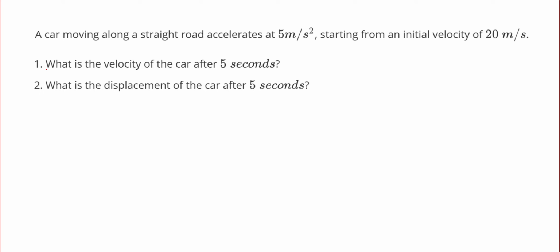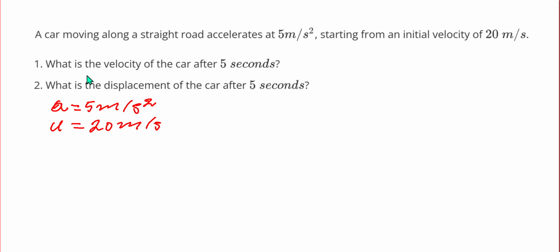So let us start from 1. Before we start solving the problem, let us see the given quantities. 1. Acceleration is given. The acceleration is 5 meters per second square, which is positive. And again, the initial velocity is given, which is 20 meters per second.